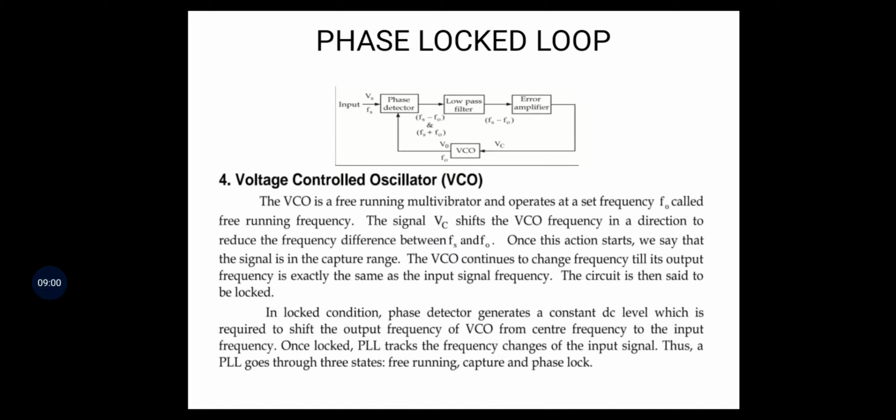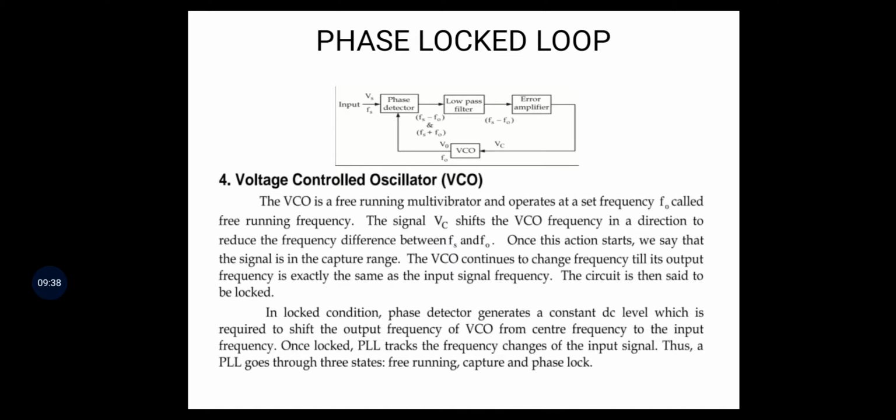The next stage is the voltage controlled oscillator. What is a voltage controlled oscillator? The output frequency depends on its input voltage. The voltage controlled oscillator is a free running multivibrator and operates at a set frequency F0. F0 is called the free running frequency.